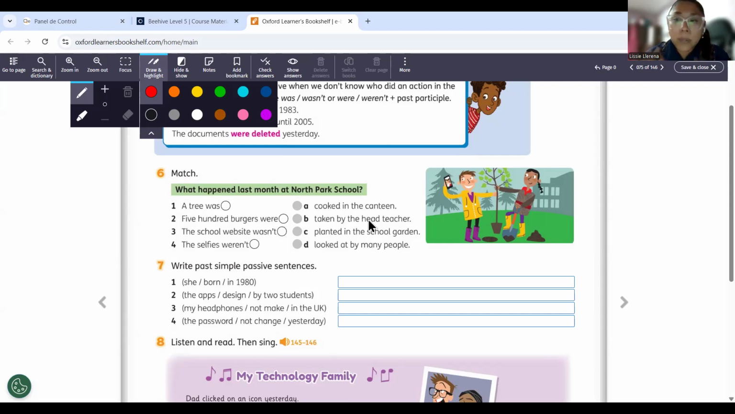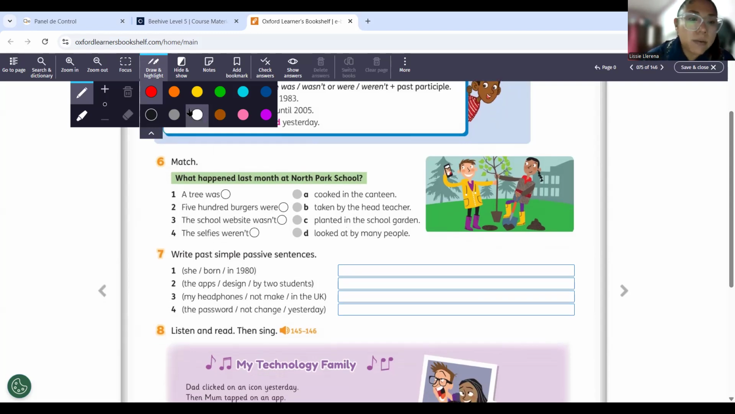Okay, so let's start with the matching part. We solved that. And I tell them, okay, guys, we're going to be matching in this part. What happened last month at North Park School? So let's see what we can do here. It says a tree was what? We need to analyze the second part, right? So we can see which one goes along with which one. Number one says a tree was. A tree was what? Cooked in the canteen? No, right? Taken by the head teacher, planted in a school garden, or looked at by many people.